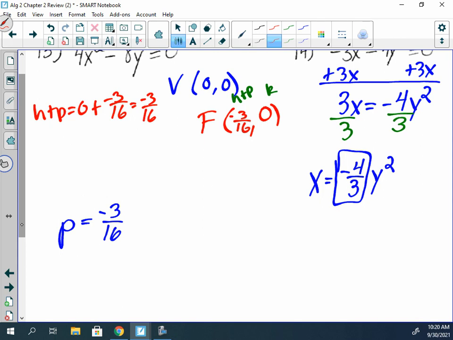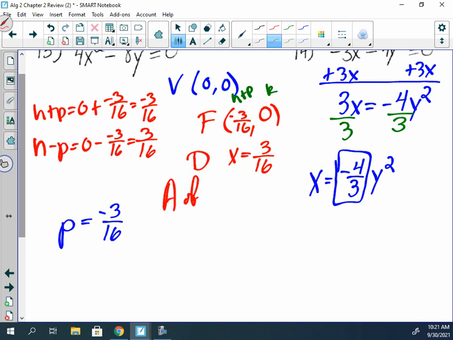Now the directrix would be x is equal to h minus p, which would be 0 minus negative 3/16, which is, and last but not least, the axis of symmetry would be y equals.